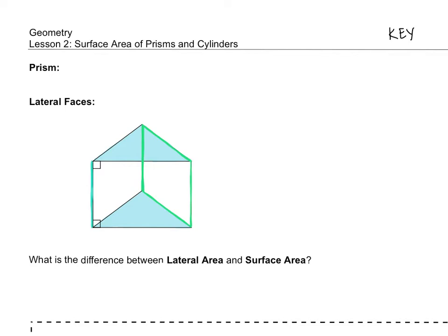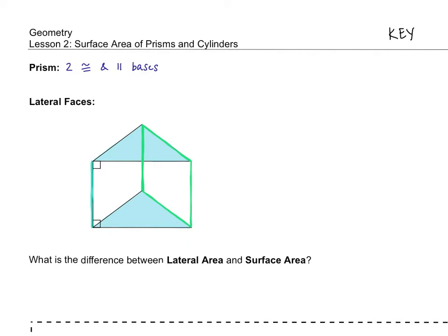So let's go ahead and start filling in what we know already about a prism. Remember before, we know a prism has two congruent and parallel bases. So go ahead and fill that in.